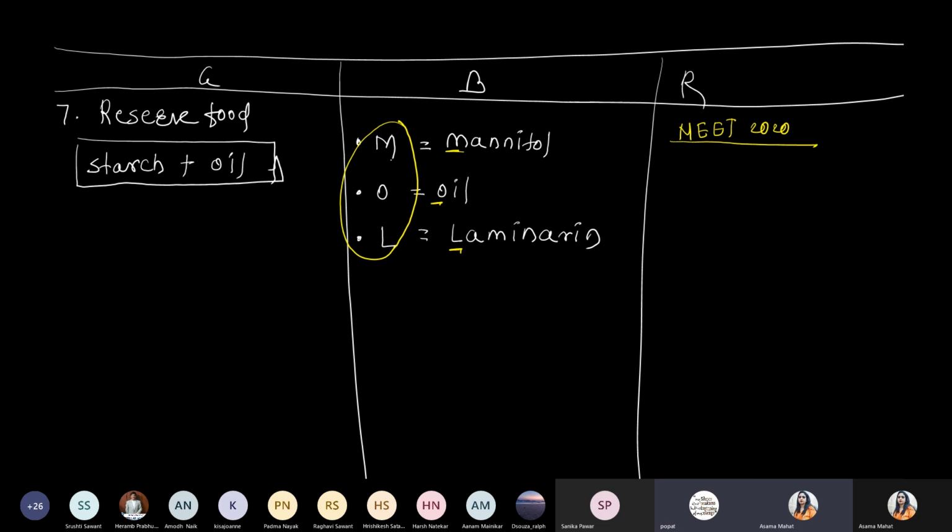Okay. So we are talking about one question from NEET 2020. The reserved food body in the red algae is a specific type of starch, floridean starch. So starch will be present here, but it is not normal starch, it is floridean starch. And the floridean starch structure resembles glycogen and amylopectin. Can you tell me where glycogen is present and where amylopectin is present?